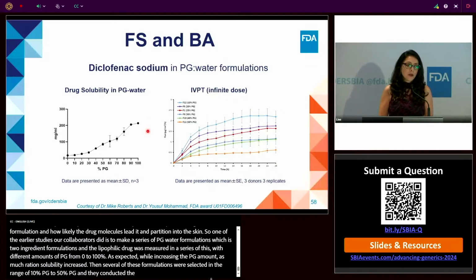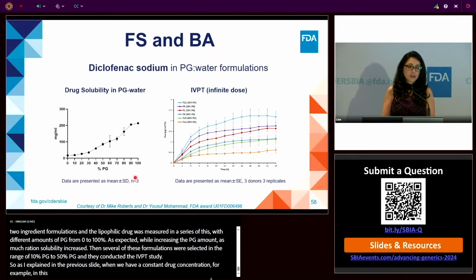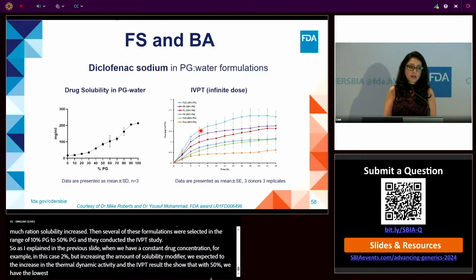So as also explained in the previous slide, when we have a constant drug concentration, for example, in this case 2% diclofenac sodium, by increasing the amount of solubility modifier, we expected to see a decrease in the thermodynamic activity, and the IVPT results also show that with 50% PG, we got the lowest steady state flux, and with 10% PG, we had the highest steady state flux.